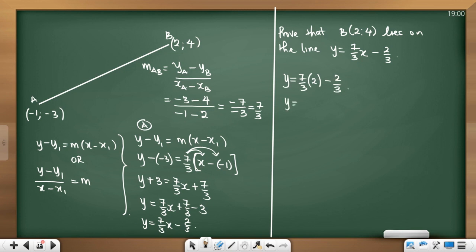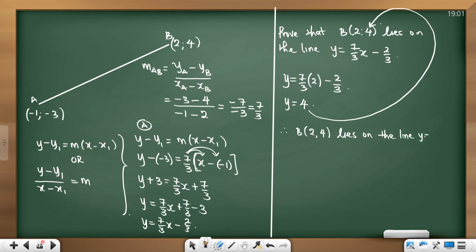So that is 14 over 3 minus 2 over 3. 14 minus 2 will be 12. So I have 12 over 3, which is 4. y is equal to 4. Oh, check. Do you notice that? Oh, beautiful. Since the y value is 4 and I'm given 4, we have actually shown that the point B, (2, 4), lies on the line. So I substituted the x value, and it's the same as the y value that I was given. And that's it. Equation of a line is done.